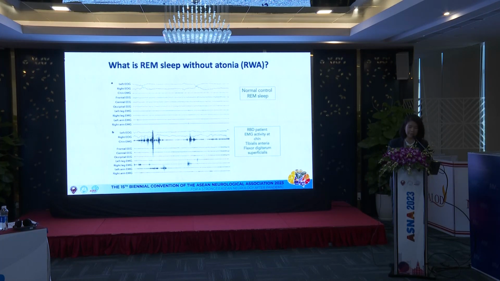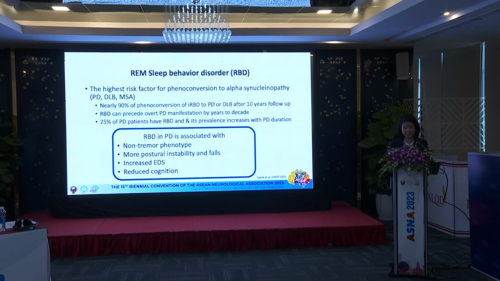And there are a lot of definitions of how much REM sleep without atonia is needed to diagnose RBD. Maybe it needs to be calculated from the whole tracing. The most common cut point is around 32% of REM sleep without atonia to be most likely RBD. And when a patient with Parkinson's disease has RBD, it is usually found in the non-tremor predominant type, with more postural instability than PD without RBD, more excessive daytime sleepiness, and more impaired cognition.